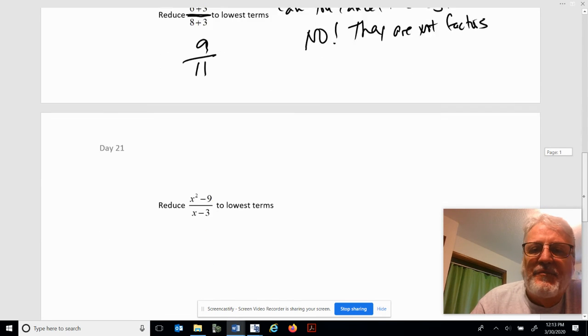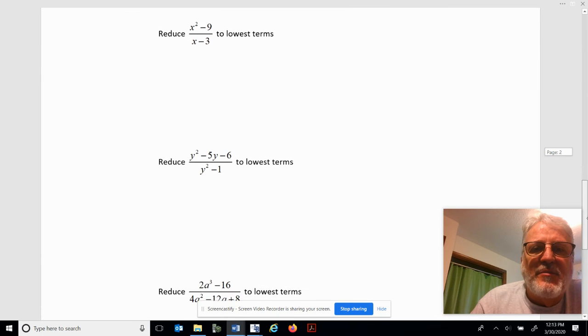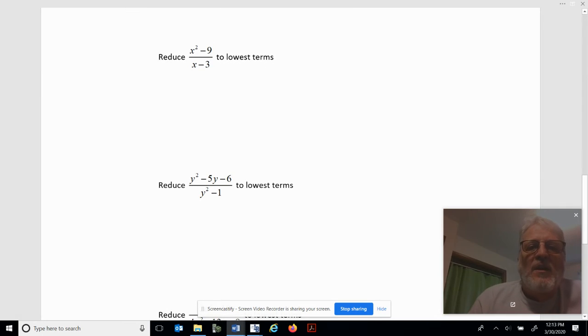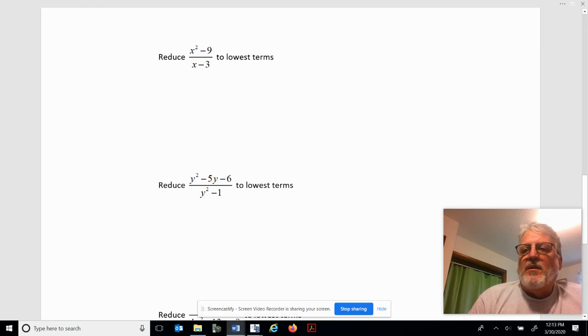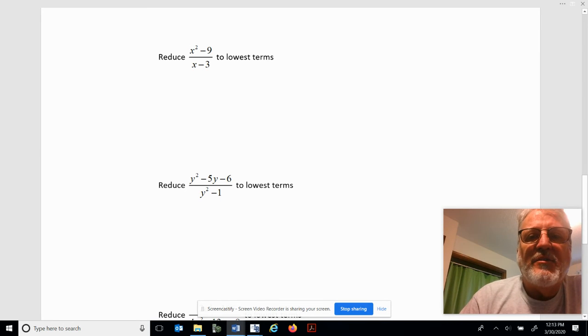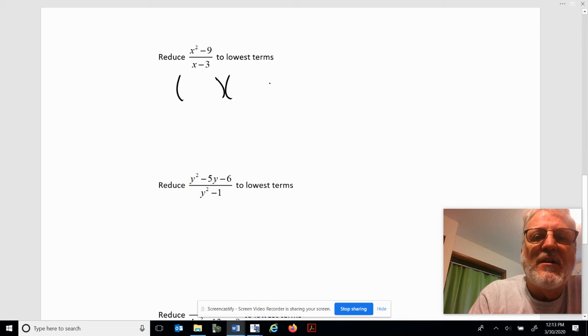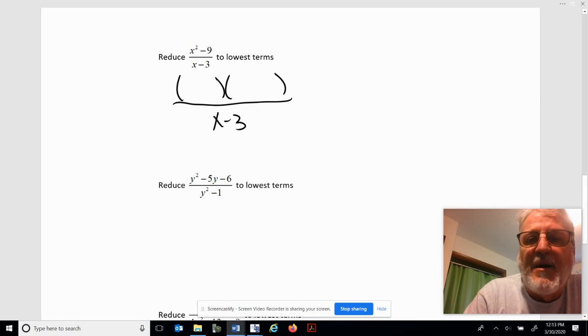Okay, so here's, I don't know, 3 or 4 or 5 examples. Okay, so you got a polynomial over a polynomial. You cannot cancel those x squareds. They're not factors. It's because of this subtraction on the bottom and the subtraction on the top. So what we have to do is factor the top. And if it's factorable, it's not, which it's not, you can't factor the bottom. So the top is going to factor into x plus 3, x minus 3.